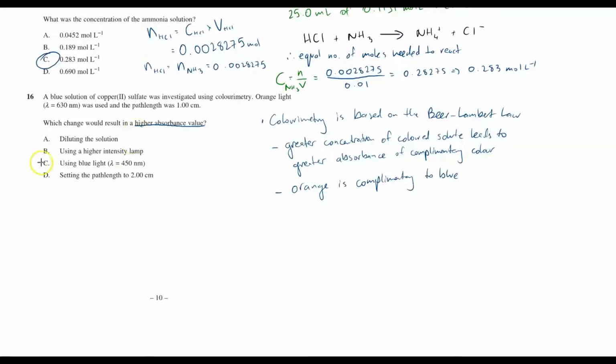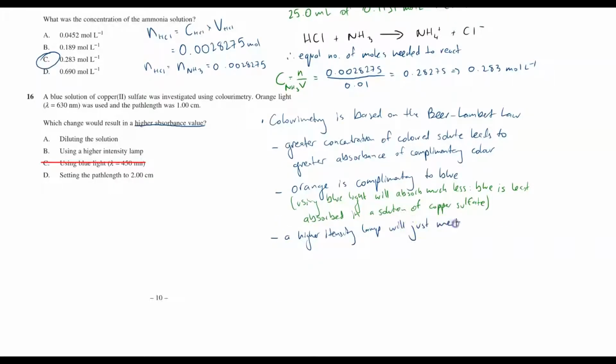At this point, we can already eliminate option C, as the blue light will not be absorbed at all. Blue being the color of the solution, which means the light is not being absorbed when it passes through, and why we can see it. Next, a higher intensity lamp will just mean more light passes through the solution. The solution itself will absorb just as much light as before, as the concentration and everything else is still the same. Therefore, option B is also incorrect.